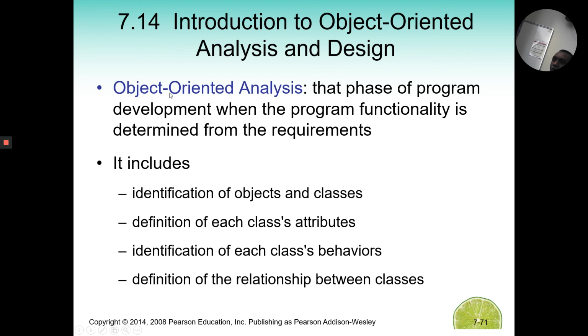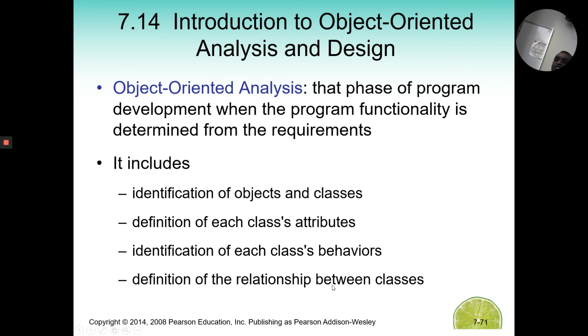So the analysis includes identification of objects and classes, and definition of each class's attributes. So objects and classes, right? Identification of whatever those objects and classes are. Then the definition of a class's attributes, what's that? This is the state, okay? The property, the attribute, the hands, the legs you were mentioning earlier. The identification of each class's behavior: the methods, the functions, what you do with these.